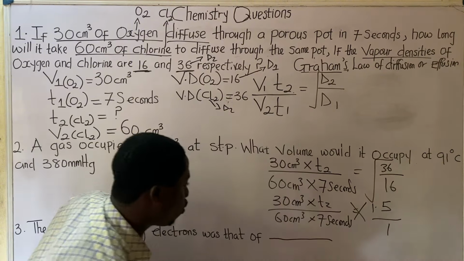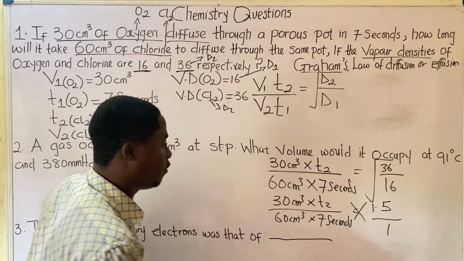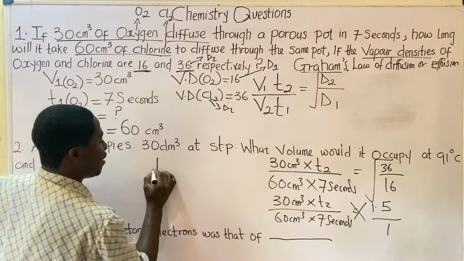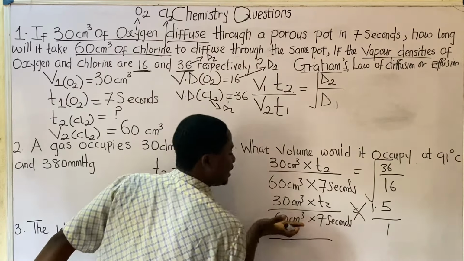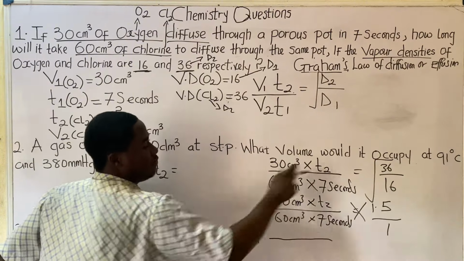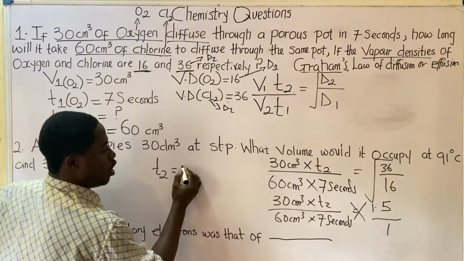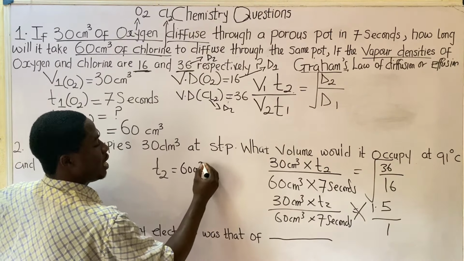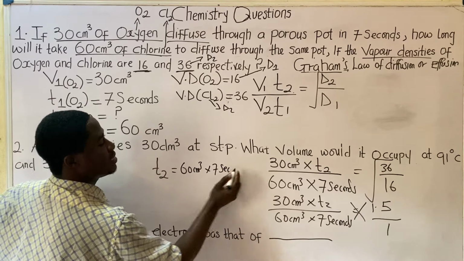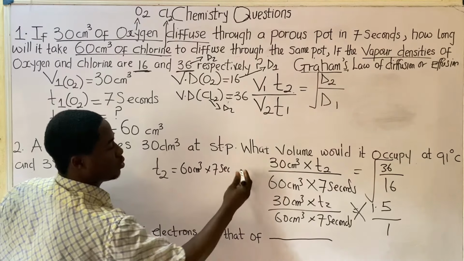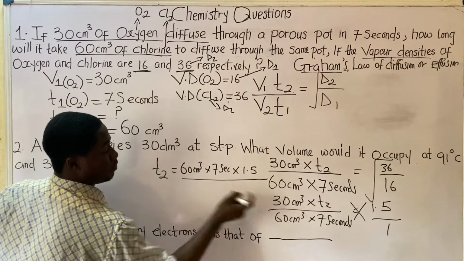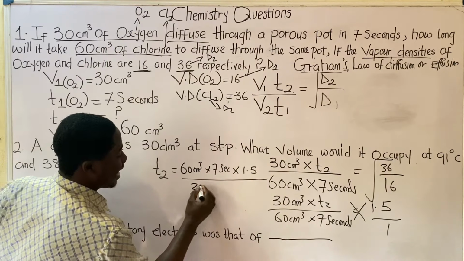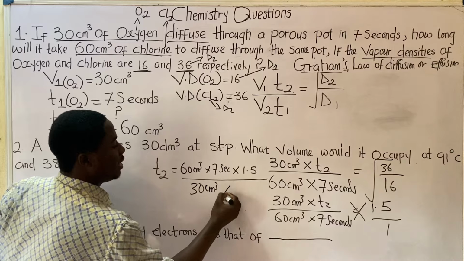Cross multiply. So what do we do next? Make T2 subject of formula. Making T2 subject of formula, what are we having? T2 will now be equal to, when you're making this subject of formula, everything here with times: 60 times 7 times 1.5 dividing 30 times 1. Simple. So it's going to be 60 centimeter cube times 7 seconds times 1.5 divided by 30 centimeter cube times 1.